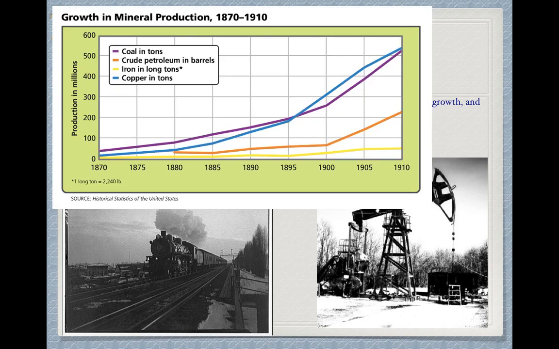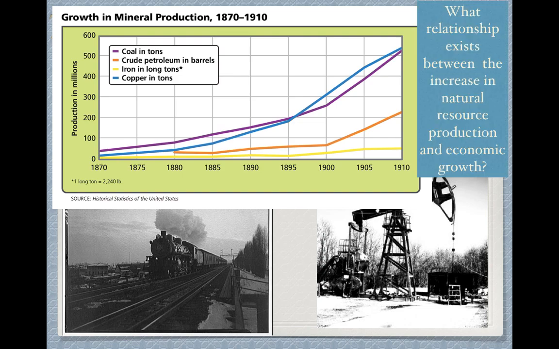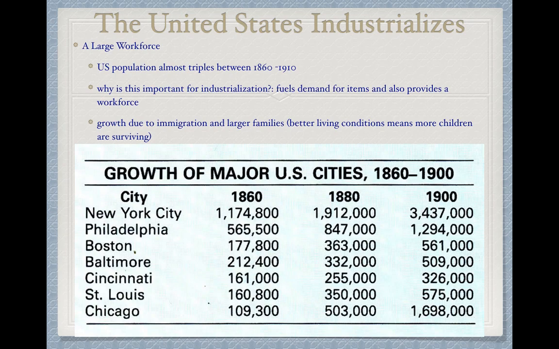Another wonderful chart for us, you can see the growth in mineral production in the United States relative to the growth of the U.S. economy. And it says, what relationship exists between the increase in natural resource production and economic growth? I mentioned resources that the United States has access to, and population workforce is going to be another resource. The U.S. population almost triples between 1860 and 1910, and you can see down below where that growth is happening and where these cities are.